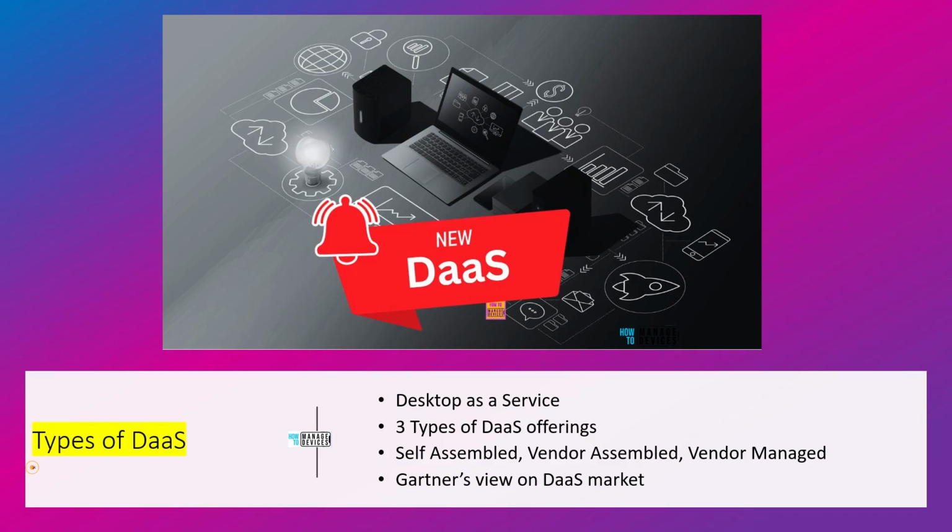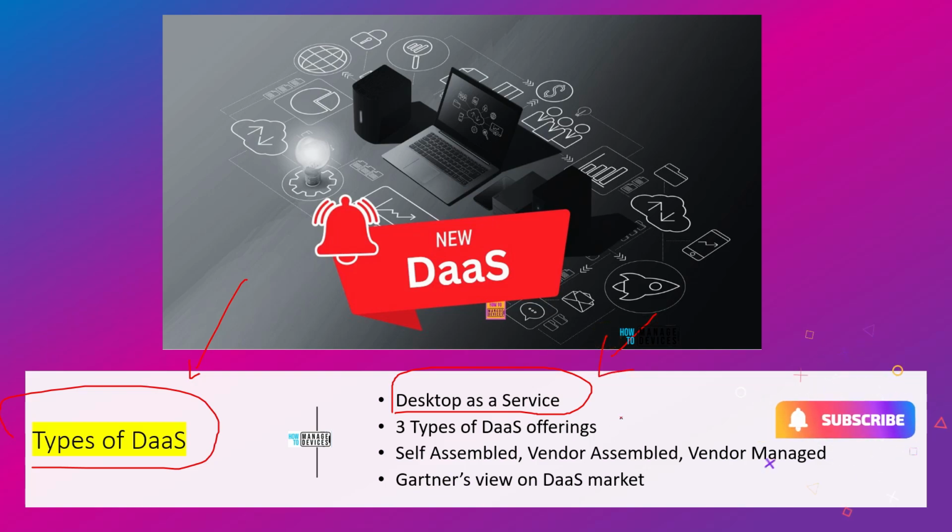So let's understand types of DaaS in this video. What is DaaS first of all? Desktop as a service provided by many vendors. We'll get into more details about this. What is the difference between the traditional VDI and DaaS, etc. Three types of DaaS offering as per the industry standards and as per Gartner: self-assembled, vendor-assembled, vendor-managed. These are the three offerings mainly available in the industry. We'll discuss all these in this video.